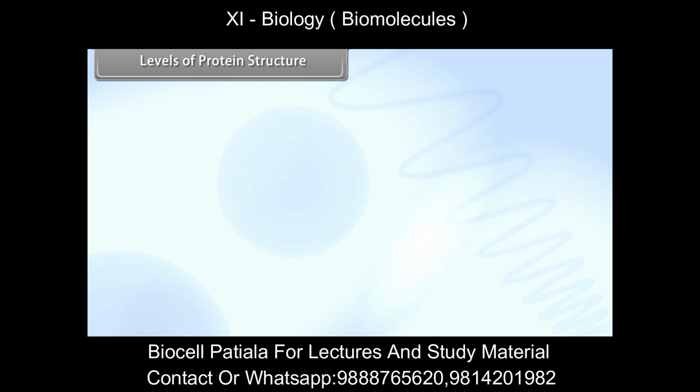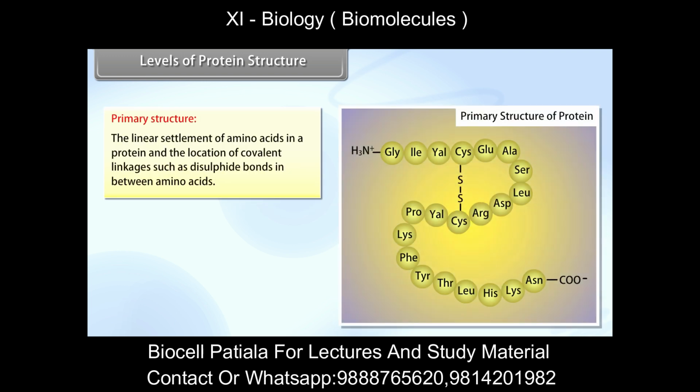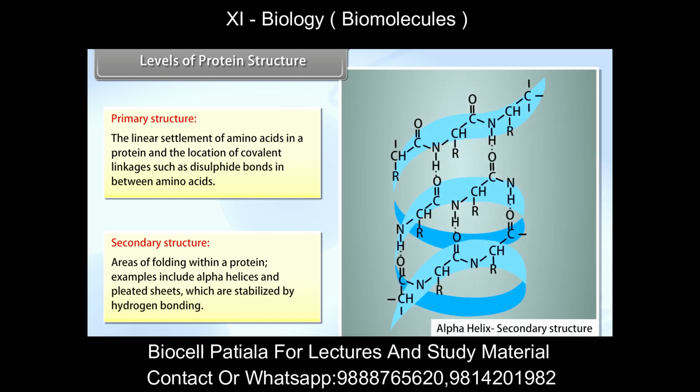Levels of protein structure. Primary structure: the linear sequence of amino acids in a protein and the location of covalent linkages such as disulfide bonds in between amino acids. Secondary structure: areas of folding within a protein. Examples include alpha helices and pleated sheets, which are stabilized by hydrogen bonding.